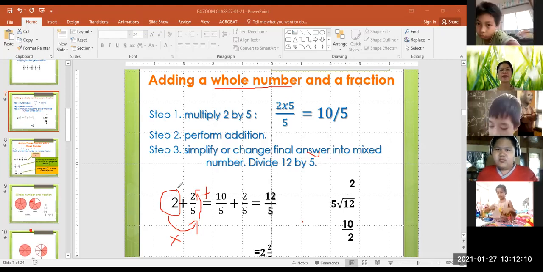So now step 1, if there is a mixed number, so I will repeat.